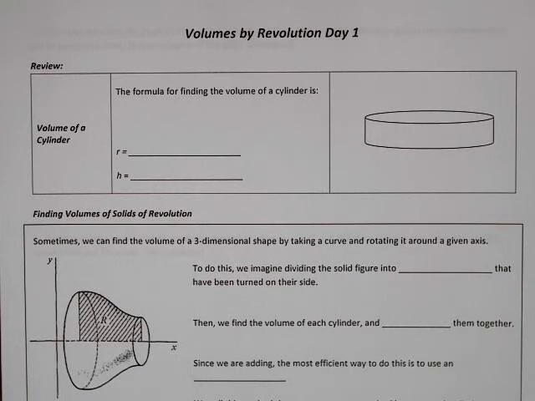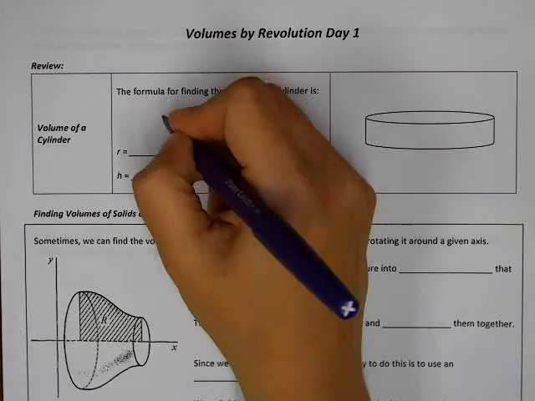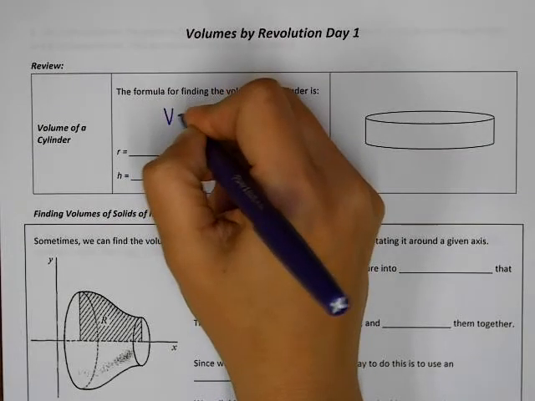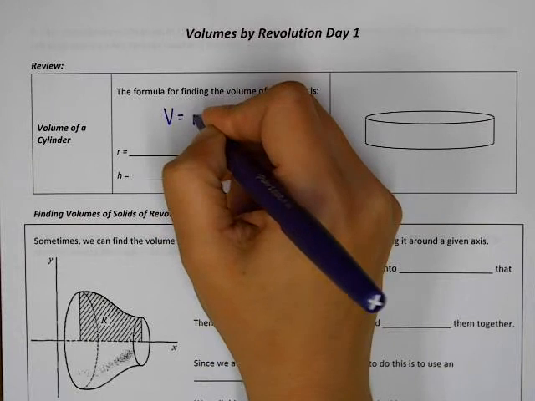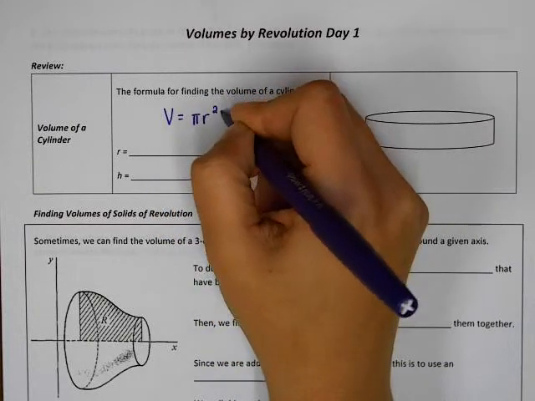So let's get started. The first thing I want to review is how do we find the volume of a cylinder? The reason we want to review this is we're going to think about our shapes as being made up of very thin cylinders for the duration of this process for revolving things. So the formula for finding the volume of a cylinder is volume equals pi r squared h.